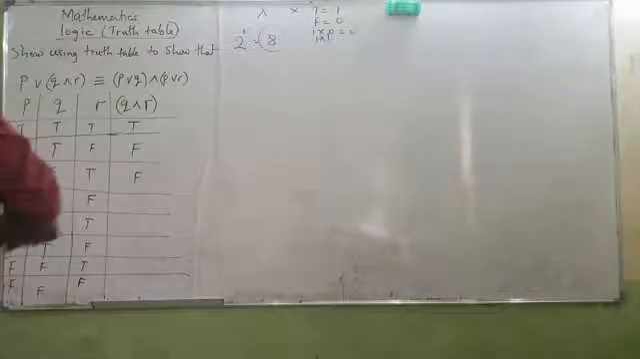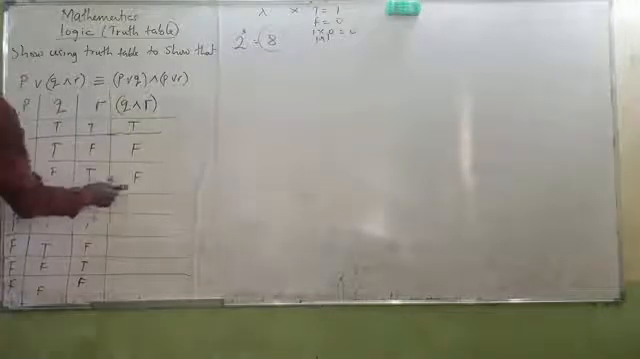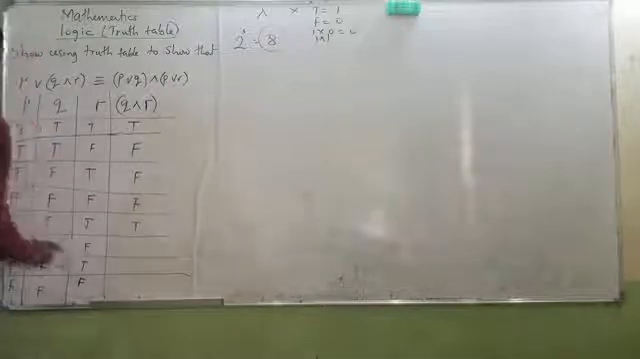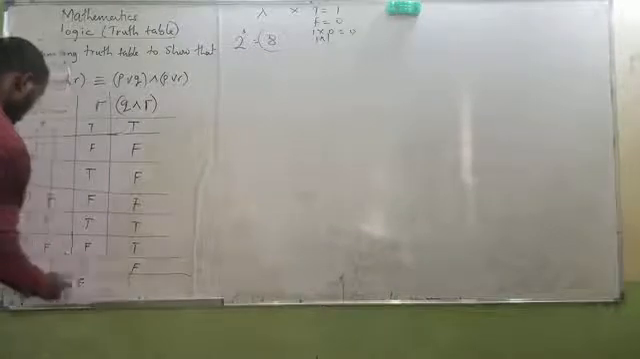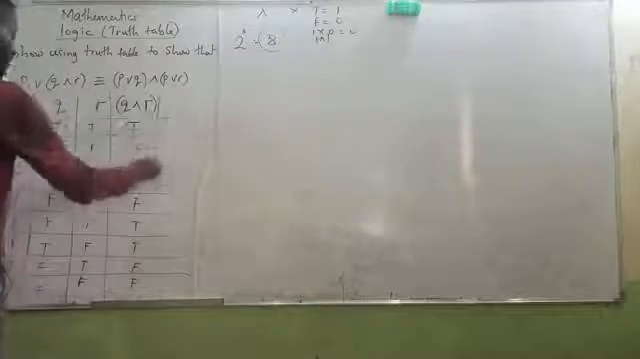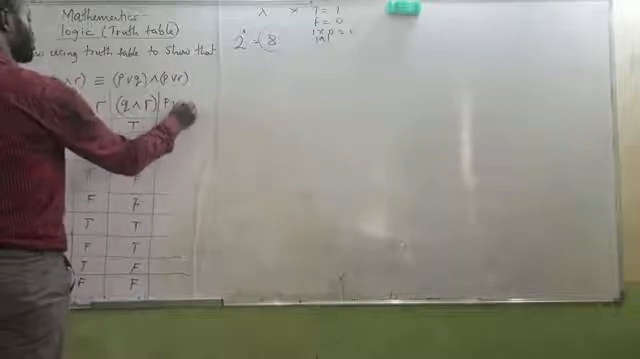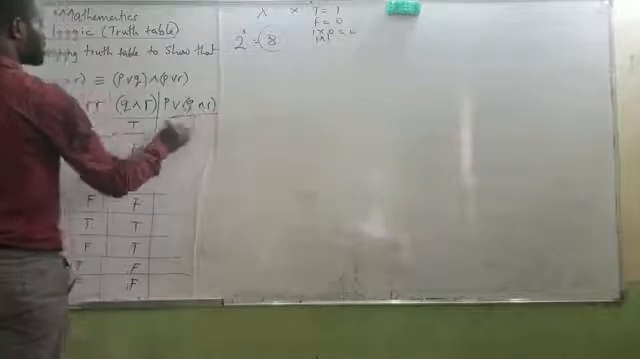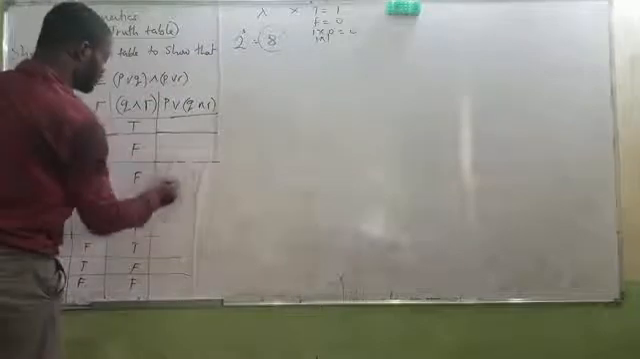Now, here will be what? We're talking about this and this, it will be false. This and this, it will be false. This and this, it will be true. This and this, it will be false. This and this, it will be false. And this, it will be false. That's the first thing you do. Now, the next thing you do is P or Q, and R. This one is very simple.